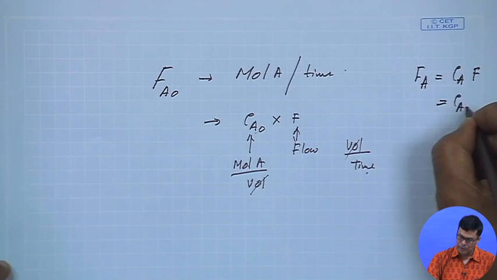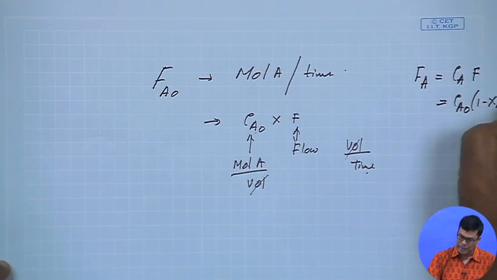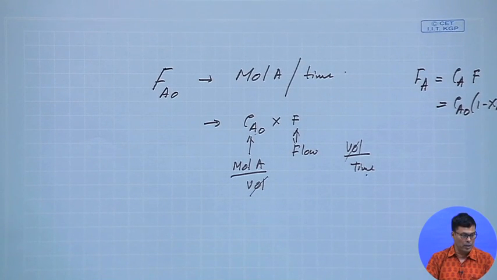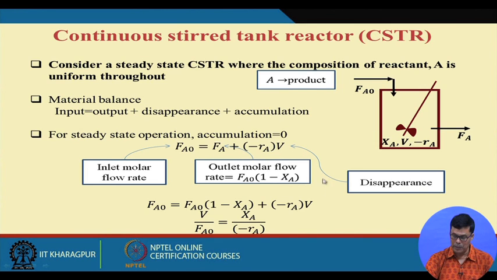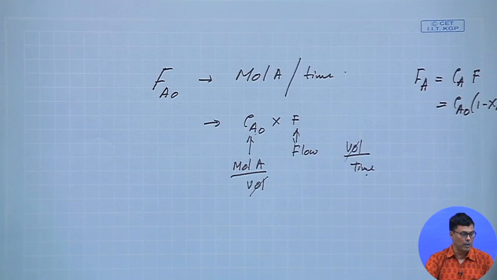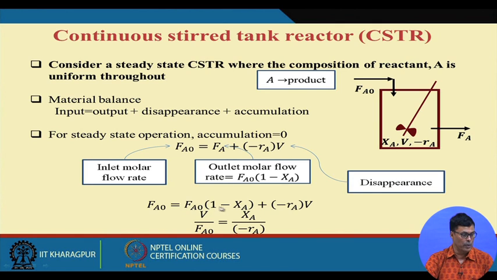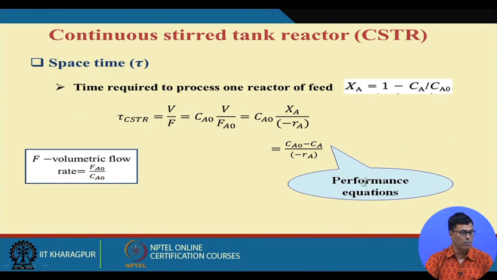Yes, CA0 into 1 minus XA. XA is the fraction of the substrate that is converted. So if you do that, we can replace this equation like this, then we will come here. This is F by FA0 equal to XA by minus RA, and we can derive this very easily. Then XA, I told you, is CA0 minus CA by CA0, the fraction of A that is converted.